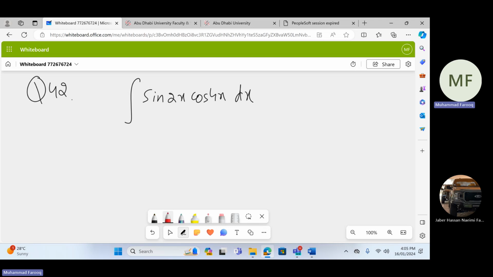If the angle is bigger, like cosine 4x, it doesn't matter. Our only requirement is that the second function should have integration. Here, both have integration and both have differentiation. No problem. Yes, dear. We took the sine, you get minus.